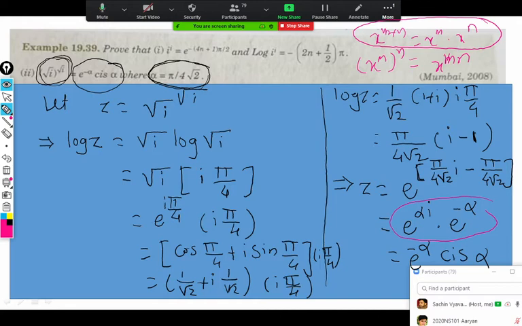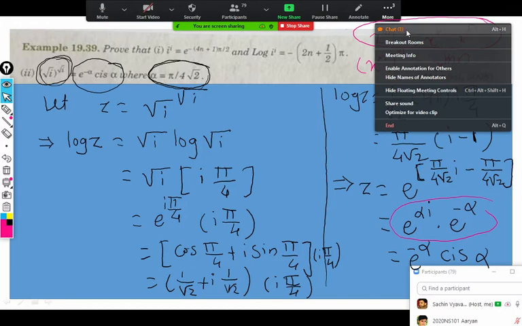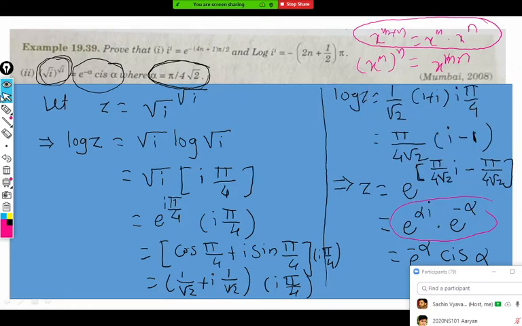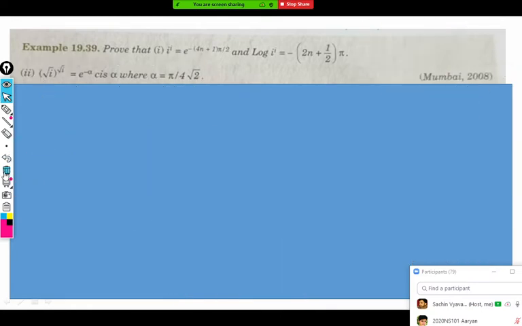Are you finished this? Can we move to the next question? Yes, sir. Yes, this is the last topic of the chapter. I think who is asking? Okay, Sanchit. Yeah, the last topic that we have from the complex number, last article.